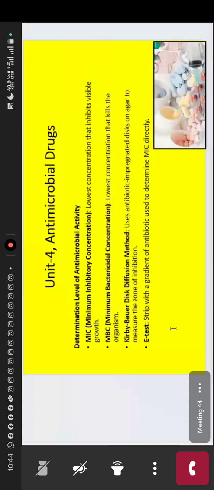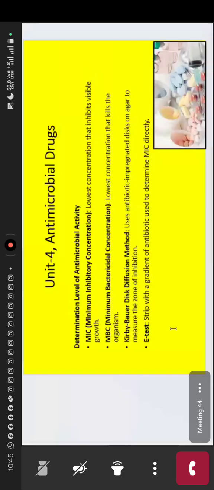After 24 hours, we take the culture plate, and after opening it, you are able to see the zone of inhibition. The antibiotic disc will clear the growth of the microorganisms. So the zone of inhibition is the zone used to measure the killing capacity of the antibiotic, right? E-test strips with a gradient of antibiotic are also used to identify the minimum inhibitory concentration of the antibiotic.